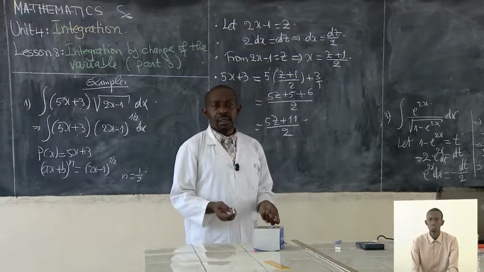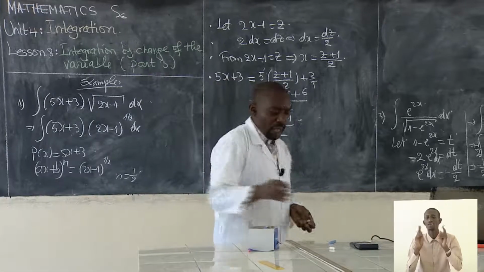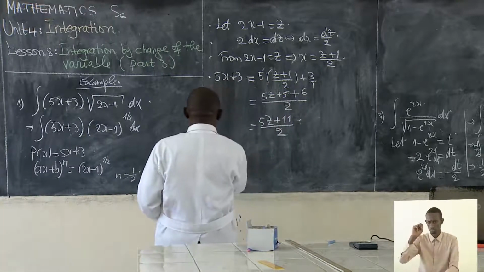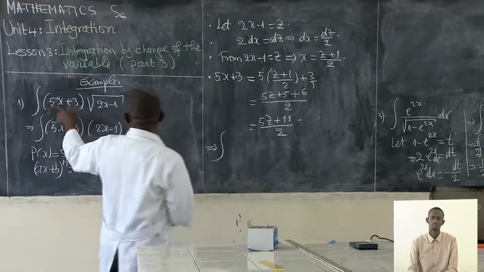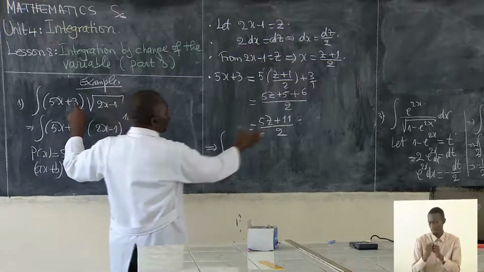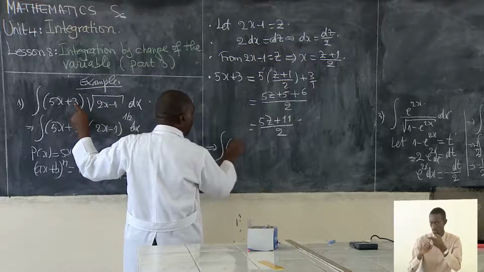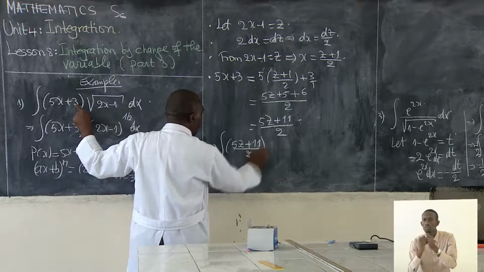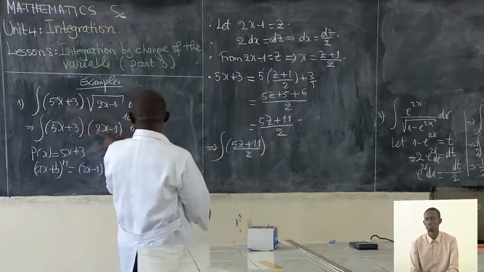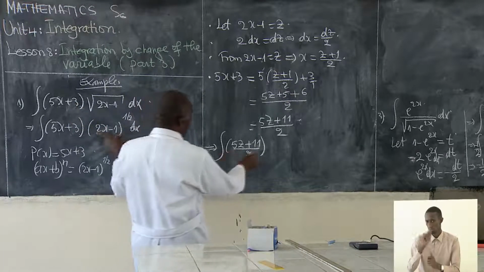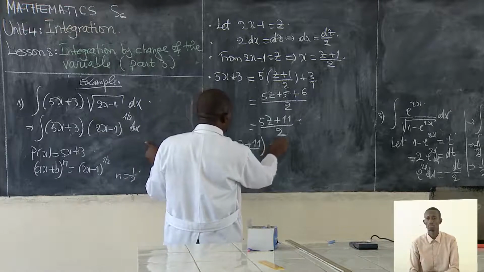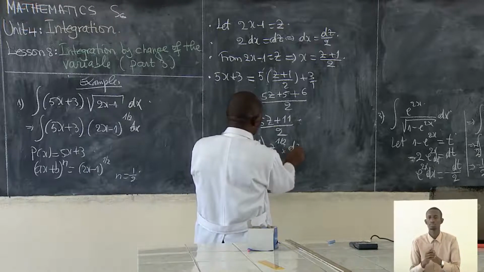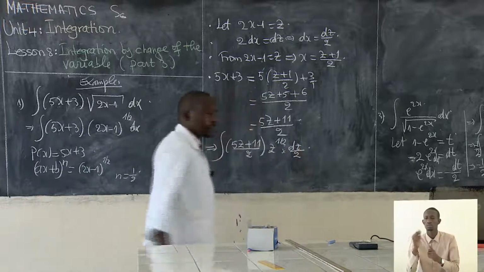Is it clear? Okay. Now, we are going to integrate. Our integral becomes 5x plus 3, which is 5z plus 11 divided by 2, then times z power a half. Then dz, since dx is dz divided by 2.